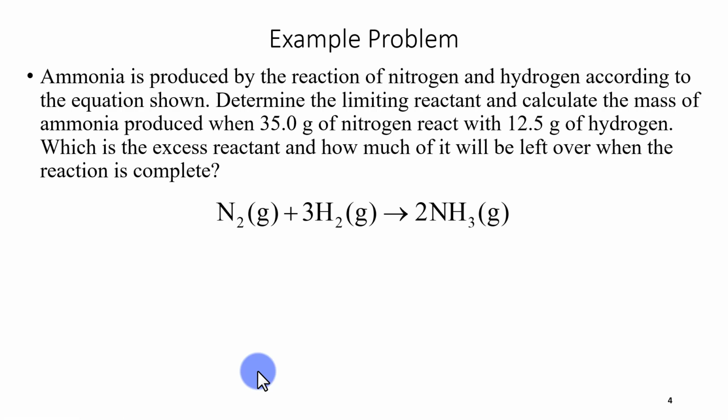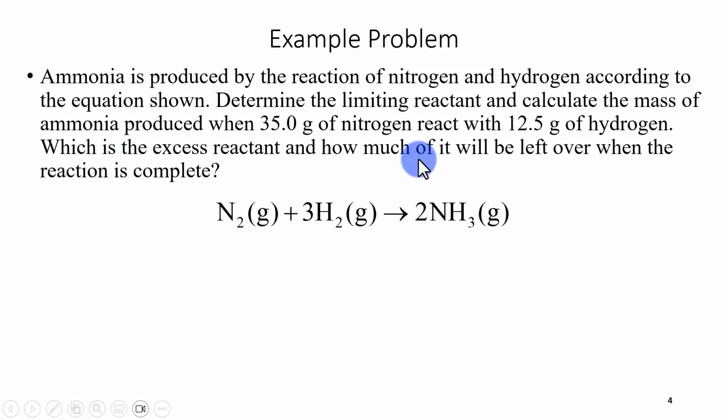Let's look at another example problem. Ammonia is produced by the reaction of nitrogen and hydrogen according to this reaction here, and it is balanced already. Determine the limiting reactant and calculate the mass of ammonia produced when 35 grams of nitrogen react with 12.5 grams of hydrogen. Which is the excess reactant, and how much of it will be left over when the reaction is complete? So the first part is just like the problem that we just finished.